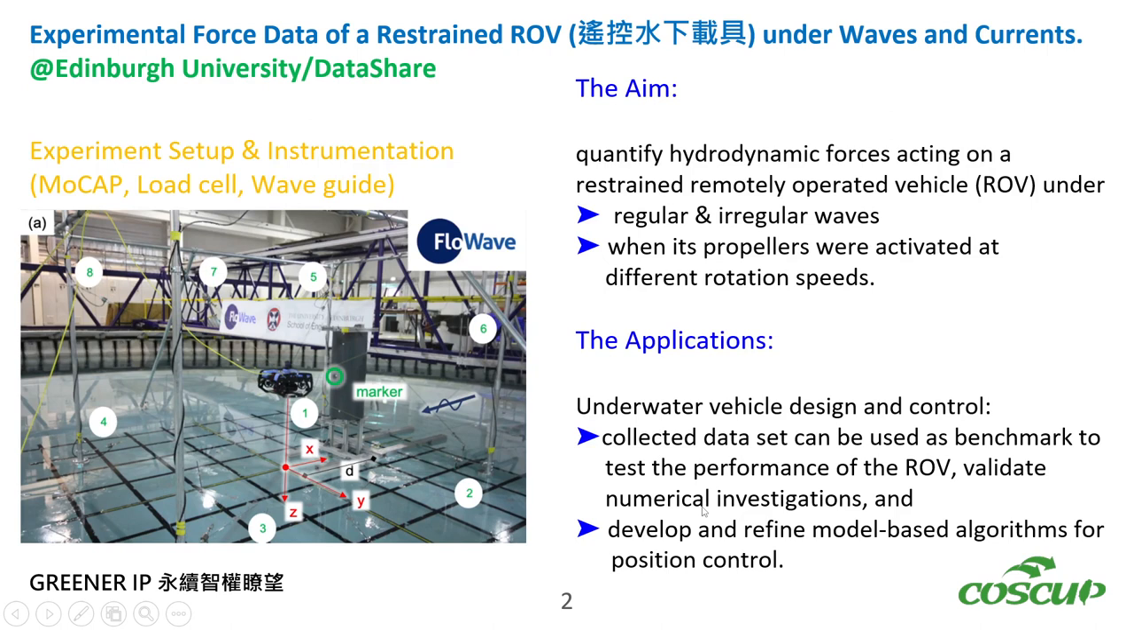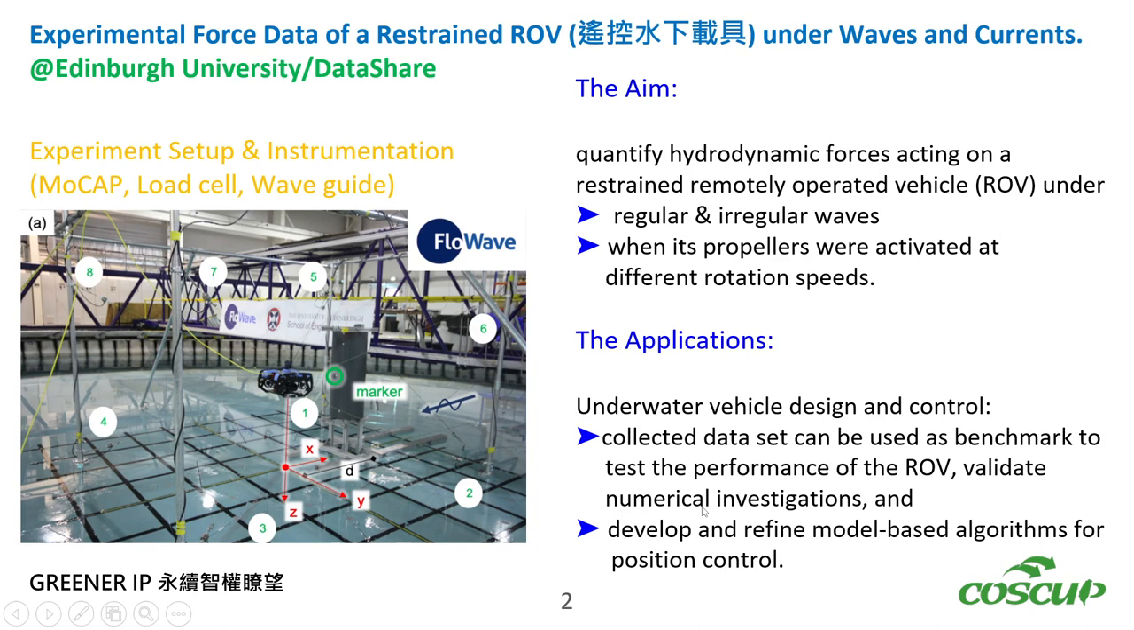This is experimental force data of a restrained ROV, which is a remotely operated vehicle. This open data is released by Edinburgh University on a website called Data Share. You can see from the photo there is an ROV attached to a frame via 8 tethers, and the frame is to simulate a boat.